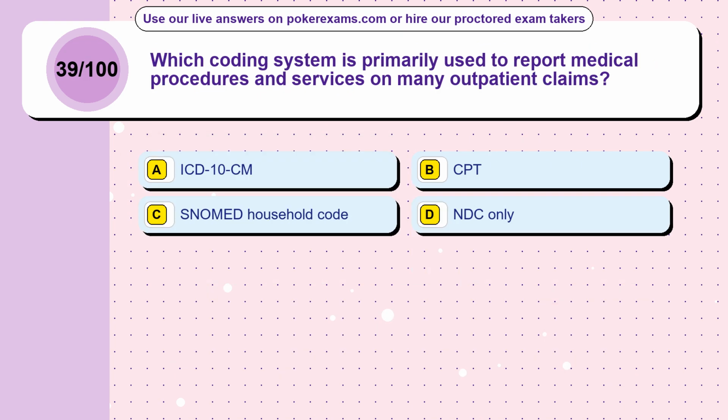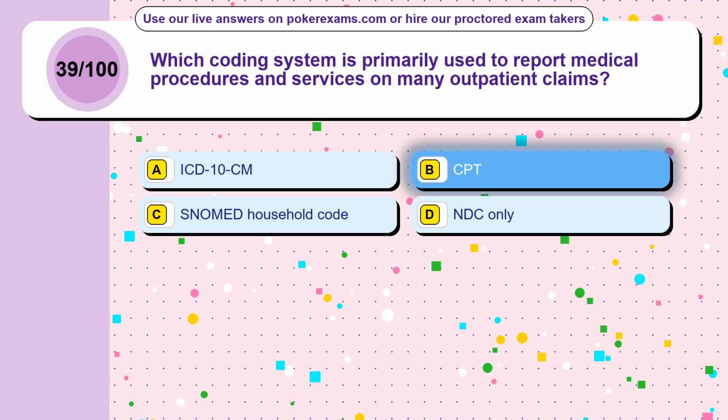Question 39. Which coding system is primarily used to report medical procedures and services on many outpatient claims? Option A. ICD-10-CM. Option B. CPT. Option C. SNOMED Household Code. Option D. NDC only. The correct answer is option B.